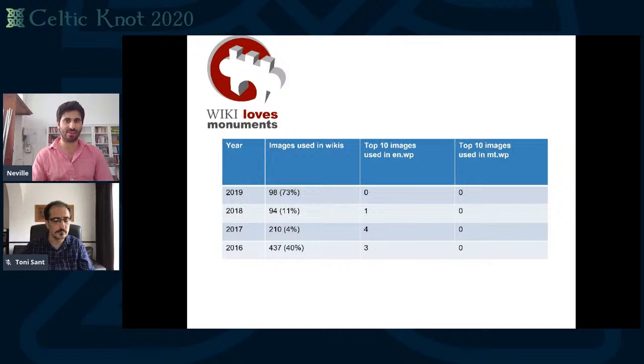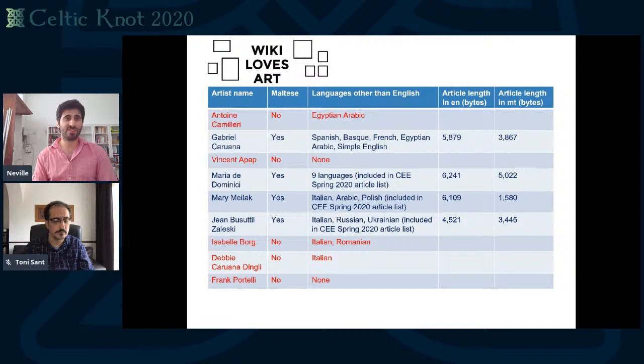If we look at Wiki Loves Art, as you can see, these are a list of articles that we've edited or created through Wiki Loves Art and Art and Feminism. The red links are actually pages that don't exist in Maltese language Wikipedia, even though a number of them exist in other languages, including Italian, Romanian, Egyptian, or Arabic. And the blue links are the ones that do exist in Maltese.